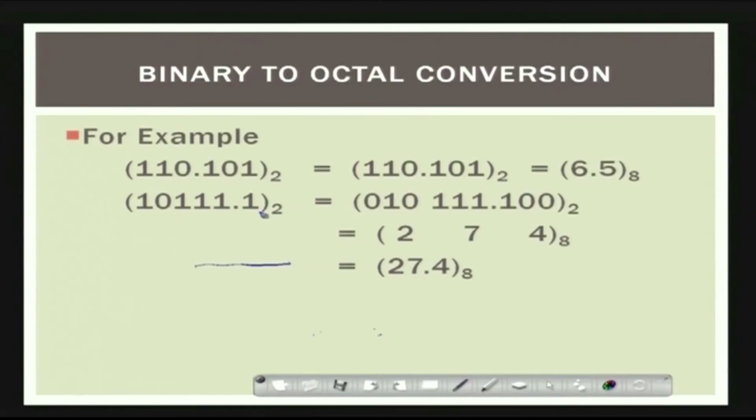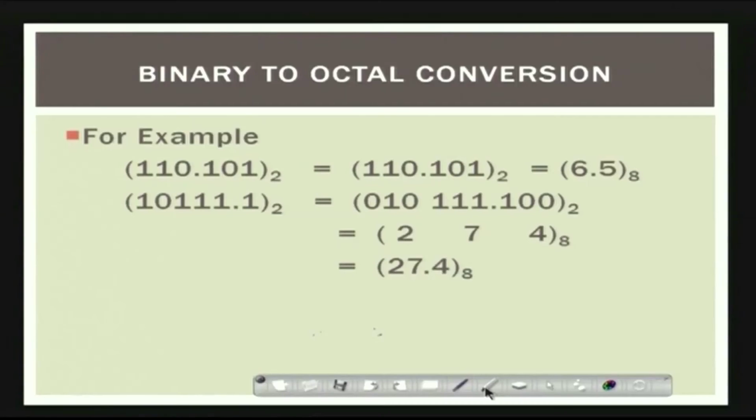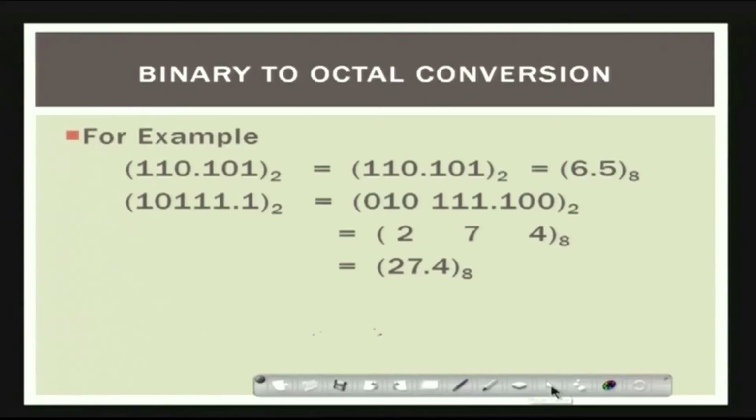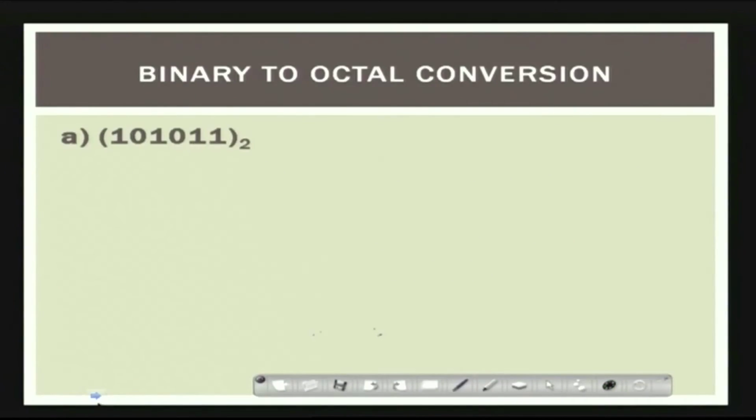But look at the second number, 10111.1. You can see on the right hand side of the octal point, you have only a single digit, that is 1. So, we have added zeros to make it into 3 bit binary numbers: 010 is 2, 111 is 7 and 100 is 4. So, the answer becomes 27.4. So, the number which we have taken in binary form, 10111.1, is equivalent to 27.4 in the octal number system. This is one thing you will have to remember.